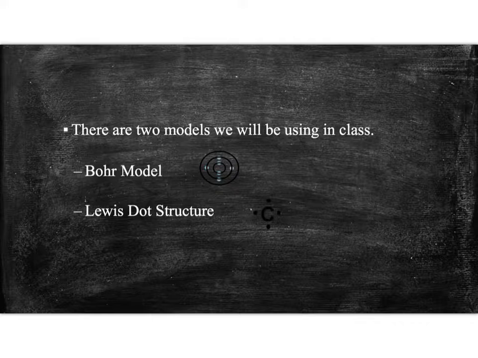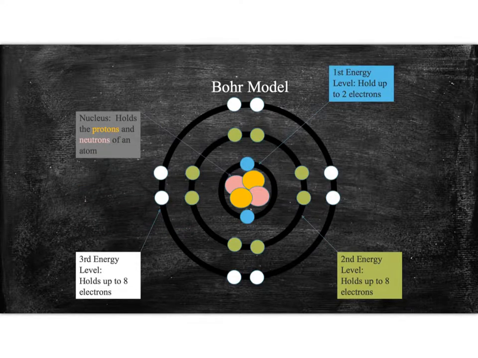So there are two different models that we will be using in class. The first one is called the Bohr's model, and the second one is called the Lewis dot structure. You can remember Bohr's model has rings on it, and for Lewis dot structures, the word dot means that there are dots everywhere. So let's start by talking about the Bohr's model.